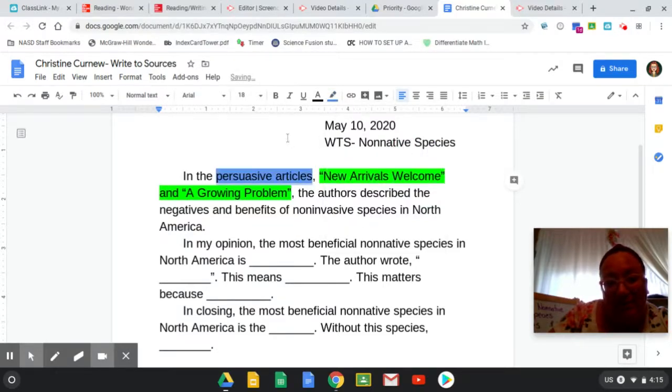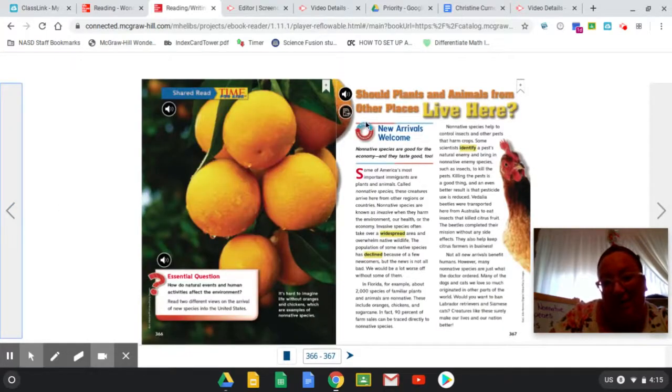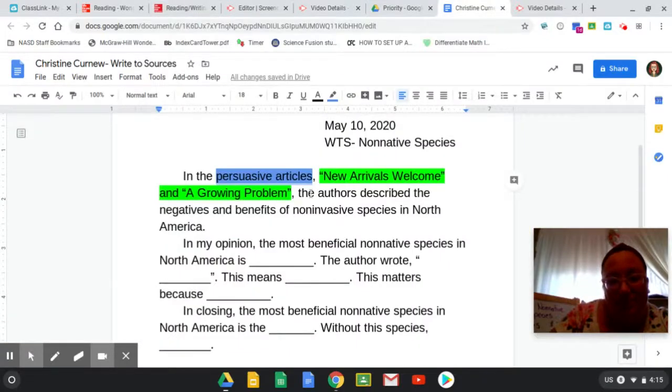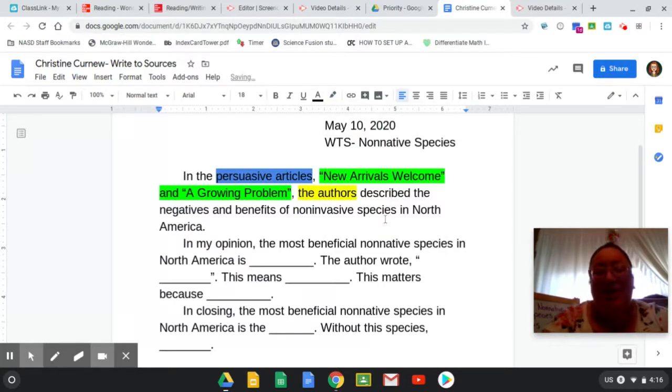Now let's look for that author. Now notice I wrote the authors. Let's go back to the selection here. There was no author listed for either article. So the easiest way to go around that is just put the authors, which is what I did. So we're good there. Let's make them yellow. All right, and then so we have our title, we have our author, we have our genre.